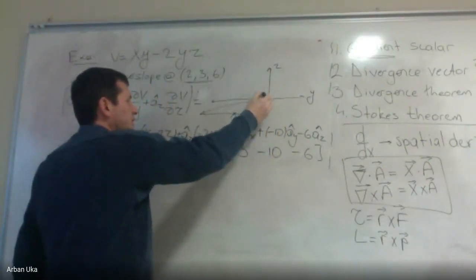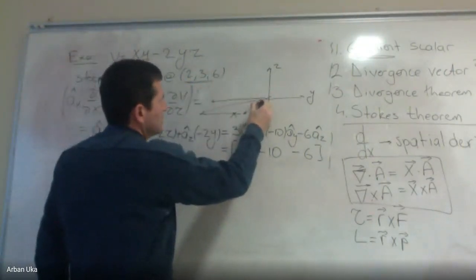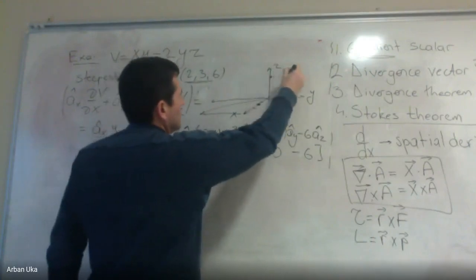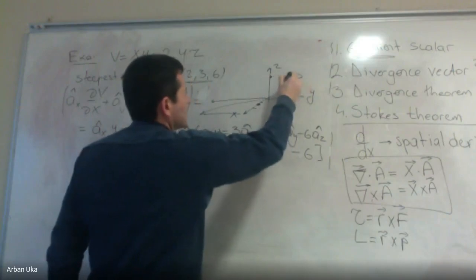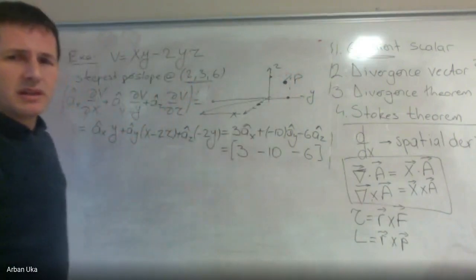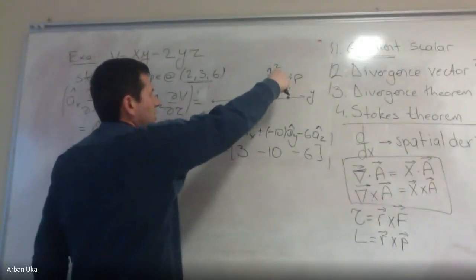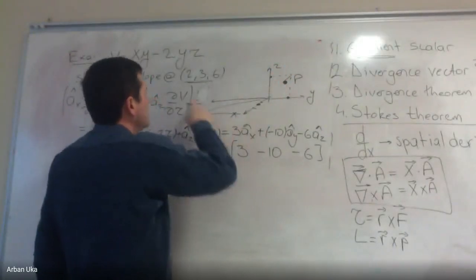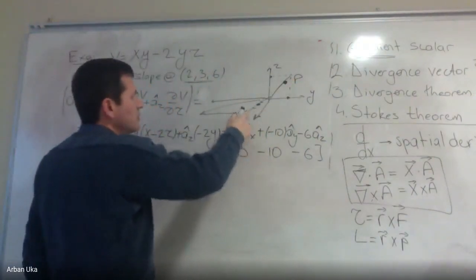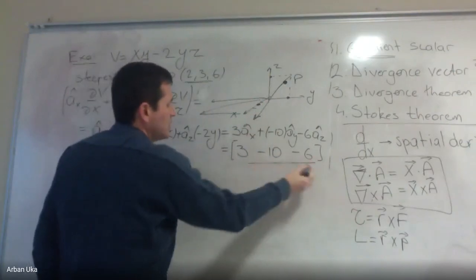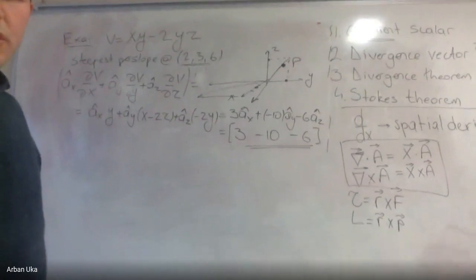So it looks like at the point which is (2, 3, 6), here 2, 3, 6. So we can draw here the point P of interest. It's somewhere here, okay? So if we locate a person right at this point, he or she will see that the maximum increase of this potential is going to be somewhere in this direction, because this is the direction of the gradient, okay? And the gradient is pointing to the maximum change, okay?